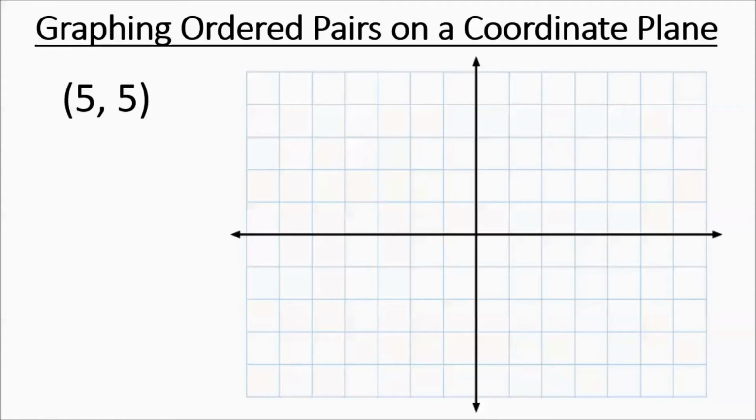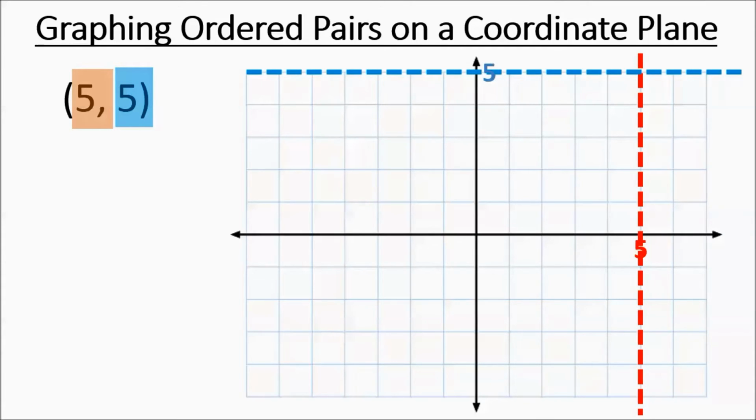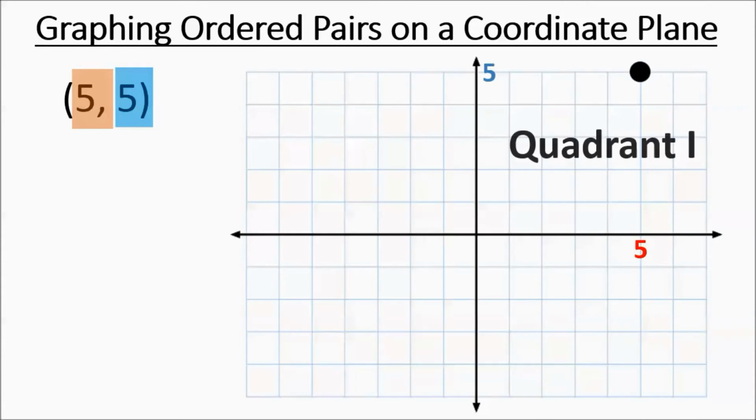5, 5. We find our x value of 5. We find our y value of 5. Extend them out, and they meet in quadrant 1.